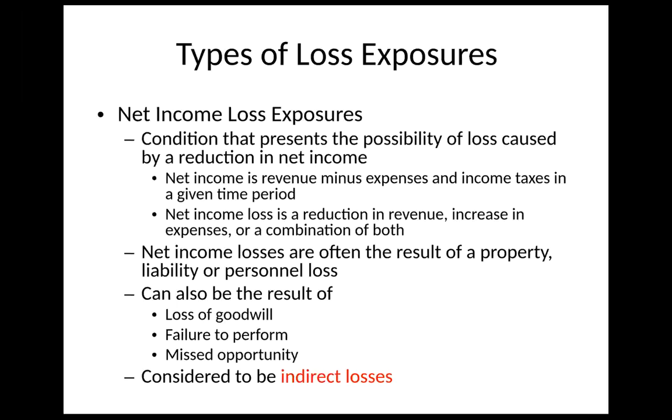Net income losses are often the result of a property, liability, or personal loss, right? So again, if you have one of the other losses, you're almost always going to have a net income loss. But it can also be the result of loss of goodwill, failure to perform, or missed opportunity. And often these are considered to be indirect losses. Loss of goodwill could be the reputational risk, something happening where you may not have had an operational loss, but something happened in the paper. All those things. That's where it's an indirect loss, but it's certainly going to impact your sales.